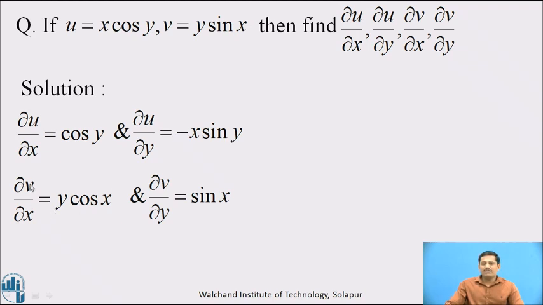Similarly, differentiating v partially with respect to x, treating y constant. As y is constant, we can write y as it is, and the derivative of sin x is cos x. And finally, differentiating v partially with respect to y, treating x constant. As x is constant, we can write sin x as it is, and the derivative of y with respect to y is 1.